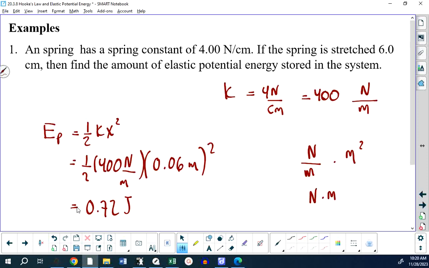What does that mean? It means that if this were a slingshot, and when we say springs and spring constants, it could be elastics. If this were a slingshot and I put a pebble in there and I pulled it back 6 centimeters and let it go, the pebble's going to end up getting 0.72 joules of kinetic energy.